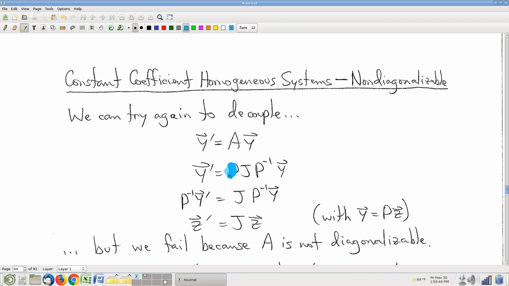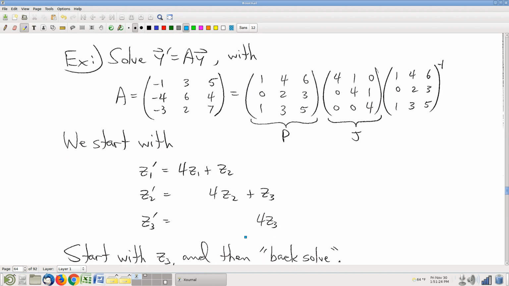But same deal, you take the P, move it over to the other side, right? You substitute P inverse Y as Z, just like we did in the diagonalizable case. In other words, we do a change of basis, just like we did in the previous case. And we get this. This is not diagonal, so this is not decoupled. At least it's not fully decoupled. And so, sad, right? But it turns out that this is actually a lot of progress, and you can still solve the system.